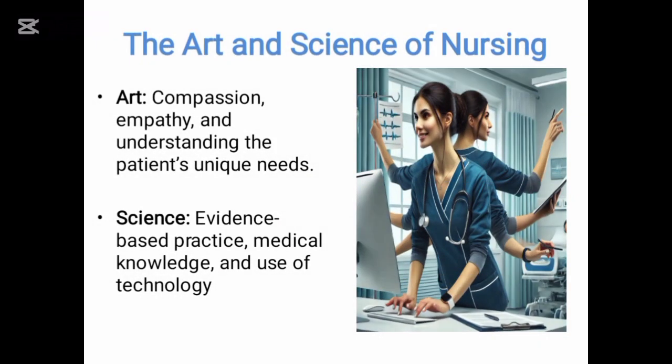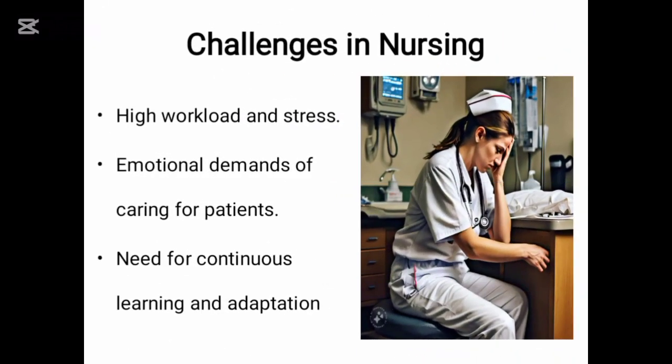Nursing, we said, is the art and science of care. It is referred to as an art because it needs compassion, empathy, and understanding of patients' unique needs. It is a science because it is evidence-based. Whatever someone does as a nurse, there must be evidence for it. That is to say, there must be a scientific rationale for what a nurse does to a patient. Medical knowledge and use of terminology. Use of technology.